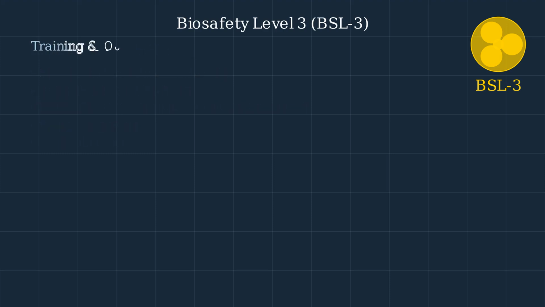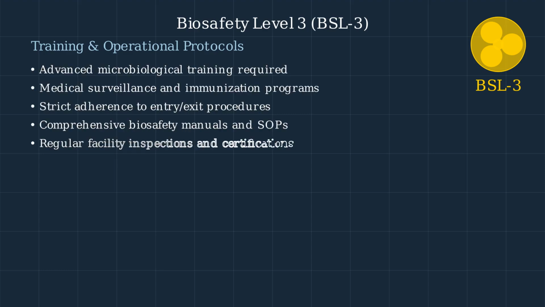Working in a BSL-3 facility requires rigorous training and strict operational protocols. Personnel must have advanced microbiological training, participate in medical surveillance programs, strictly adhere to entry and exit procedures, follow comprehensive biosafety manuals, and ensure the facility undergoes regular inspections and certifications. BSL-3 facilities represent a critical containment level that balances the need to work with serious pathogens while maintaining strong protections for laboratory workers and the surrounding community.